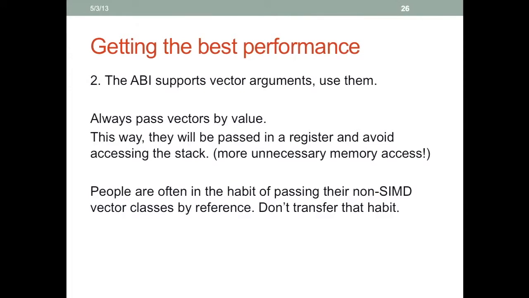Second important point: the ABI supports vector arguments when passing vectors to and from functions. Do use them. They'll be passed in registers. This will avoid stack access, thus more memory access. What I see all the time is that people are often in the habit of passing their non-SIMD vector classes, structures, whatever, and everyone has one of these, always by ref. And through force of habit, they translate this to SIMD, and that's the biggest mistake.